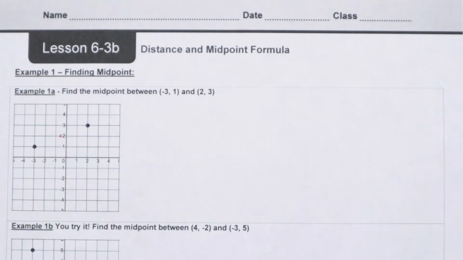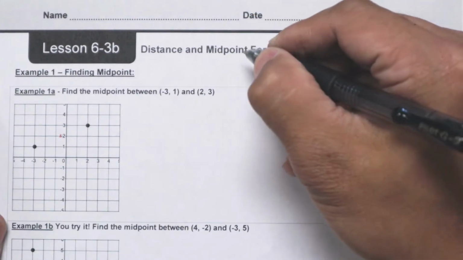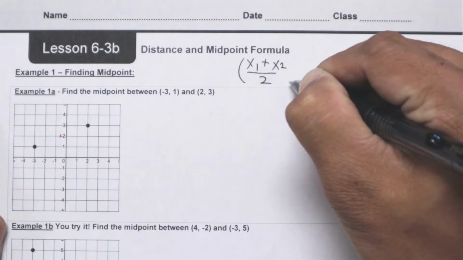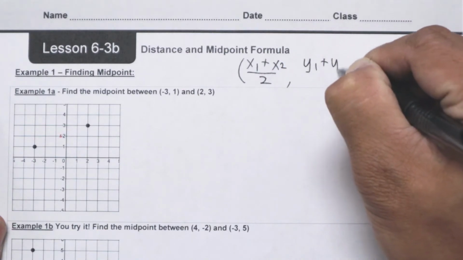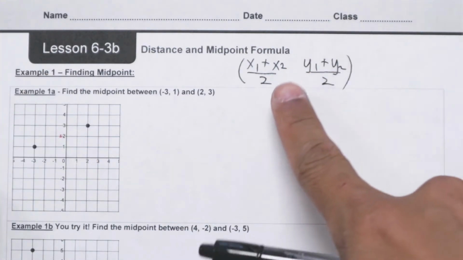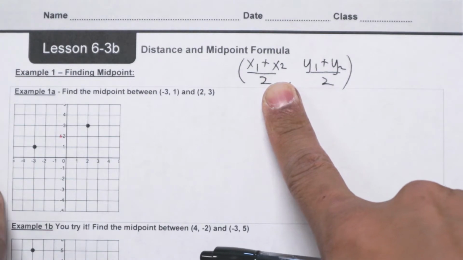To do that, it's very, very easy. Recall that the midpoint formula is x sub 1 plus x sub 2 divided by 2, and then y sub 1 plus y sub 2 divided by 2. Remember back in the days you learned how to find mean, median, mode? If you have to find the mean of 2 numbers, don't you add them and divide by 2? That's exactly the same thing we're doing.